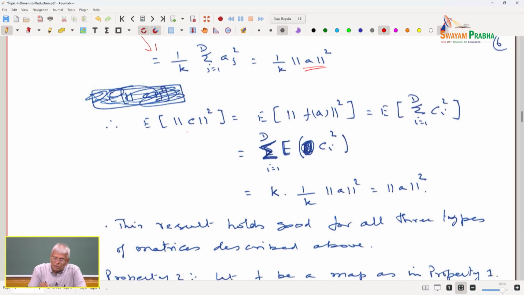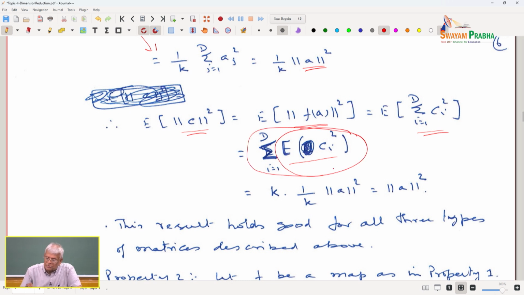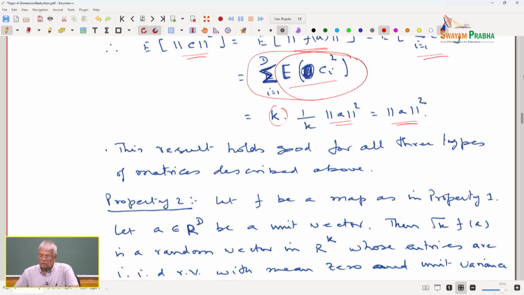So, the expected value of the square of the norm of f of A is equal to the expected value of the sum of Ci square, which is k times the expected value of Ci square, because each of the terms of the summation is a constant. So k times 1 over k, that's equal to the square of the norm of A. This result holds good for all the 3 types of matrices described above. Look at that now. I'm killing more than one bird in one stroke.